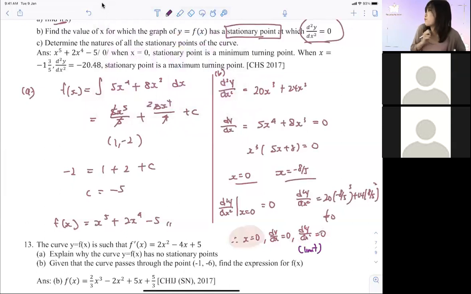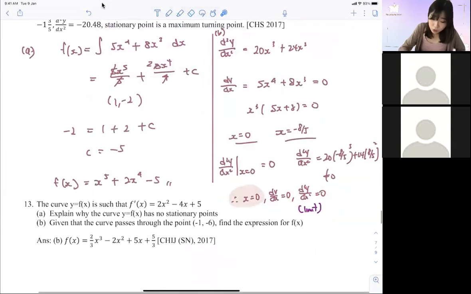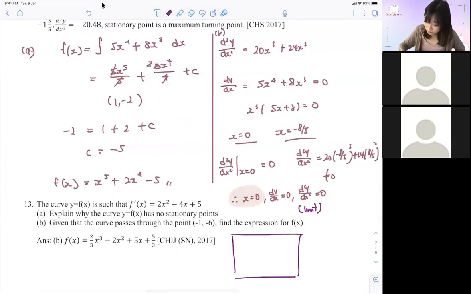How to say limit? It's like you cannot use it. Okay, so you cannot use d²y/dx². Besides d²y/dx², what else can you use? dy/dx, your sign test, correct? Use your sign test, your table. Draw your table instead.